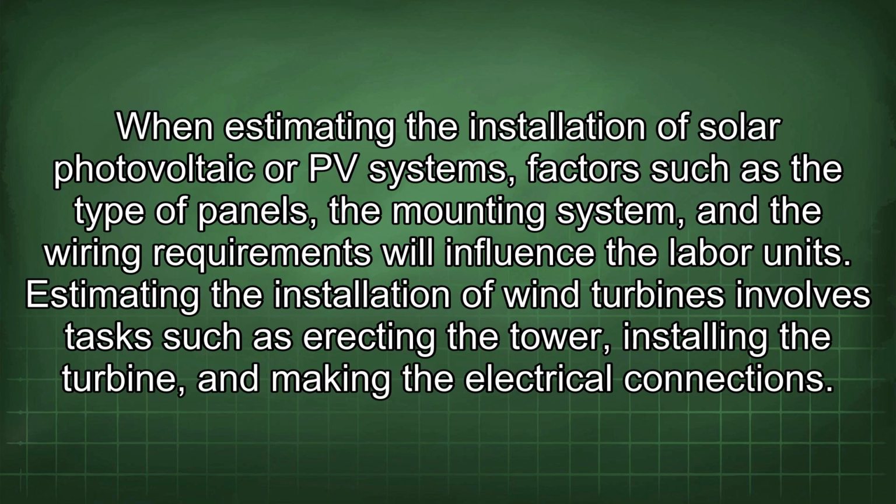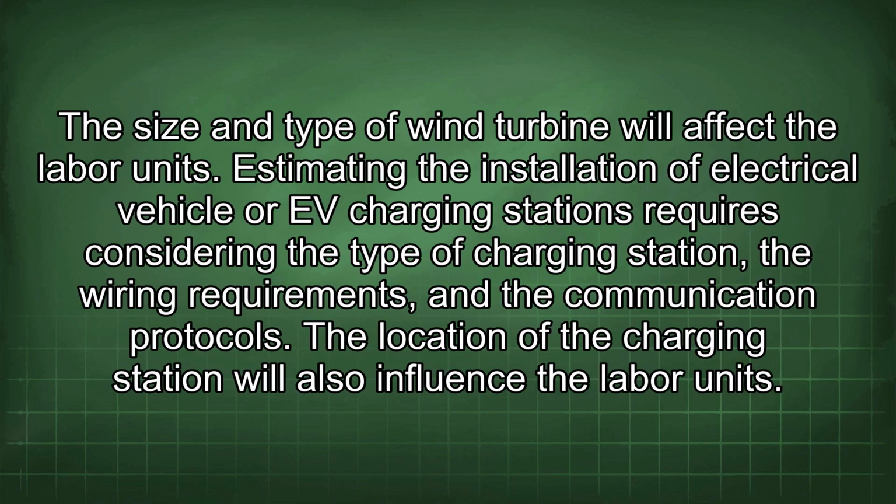When estimating the installation of solar photovoltaic, or PV, systems, factors such as the type of panels, the mounting system, and the wiring requirements will influence the labor units. Estimating the installation of wind turbines involves tasks such as erecting the tower, installing the turbine, and making the electrical connections. The size and type of wind turbine will affect the labor units. Estimating the installation of electric vehicle, or EV, charging stations requires considering the type of charging station, the wiring requirements, and the communication protocols. The location of the charging station will also influence the labor units.